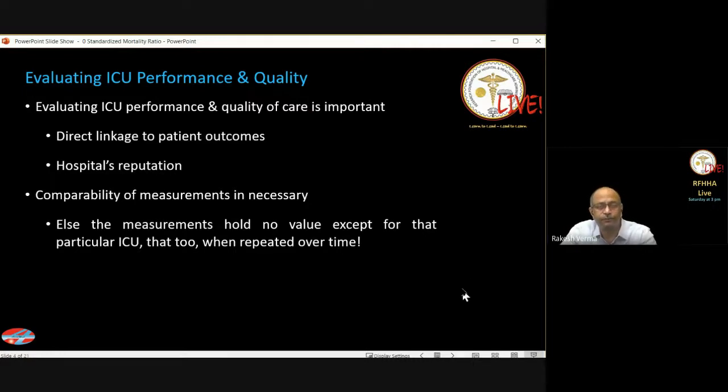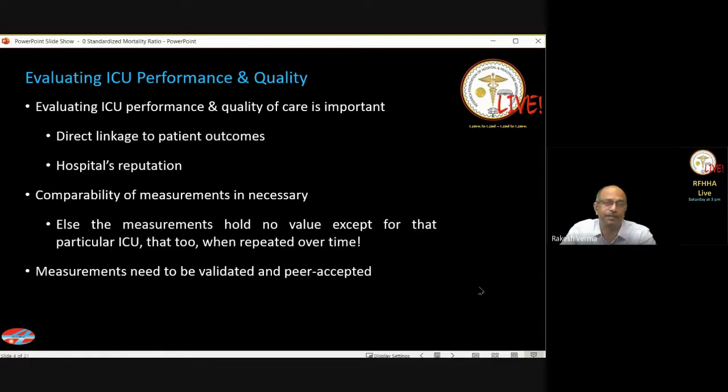So therefore, it is a good idea to use one of the established scoring systems because they lend themselves to comparison. It allows you to compare your performance. The NABH accreditation system demands that you use one of the established scoring systems. You can't use your own. The measurement, as I said, needs to be validated and needs to be peer accepted. So obviously, both of us need to agree that we will use this measurement, and then only it becomes comparable. Scoring systems, as I've said, are used for the purpose of assessing or evaluating the performance of intensive care units.